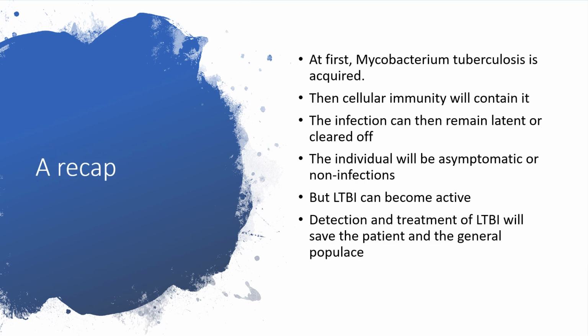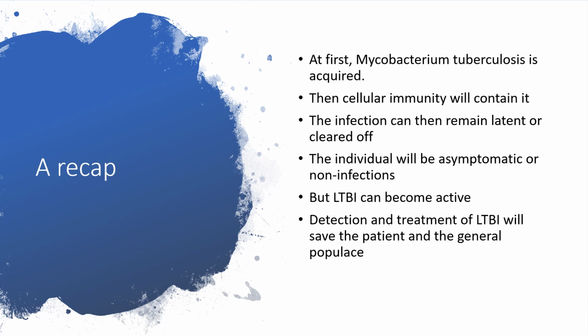Just a quick recap here. At first, Mycobacterium tuberculosis is acquired through droplets, aerosol, coughing, sneezing, singing, and even speaking like I'm doing right now, although I don't have TB. Then cellular immunity will contain it, but remember HIV will not let that happen. The infection can then remain latent or be cleared. The individual will be asymptomatic when it is latent, or non-infectious.